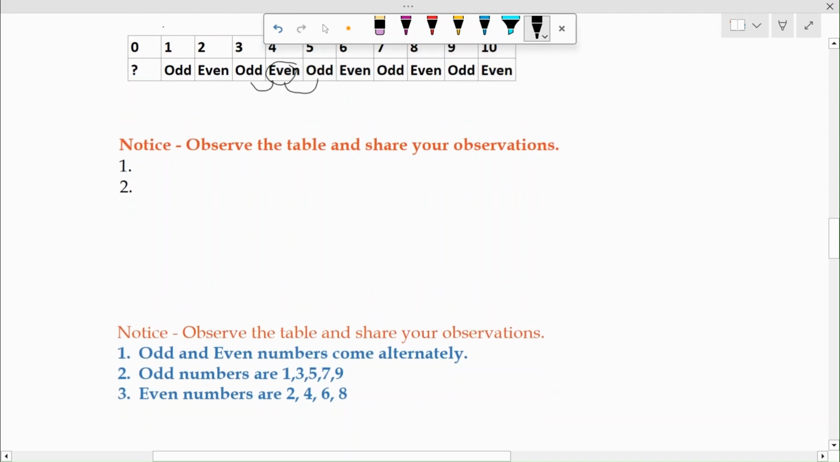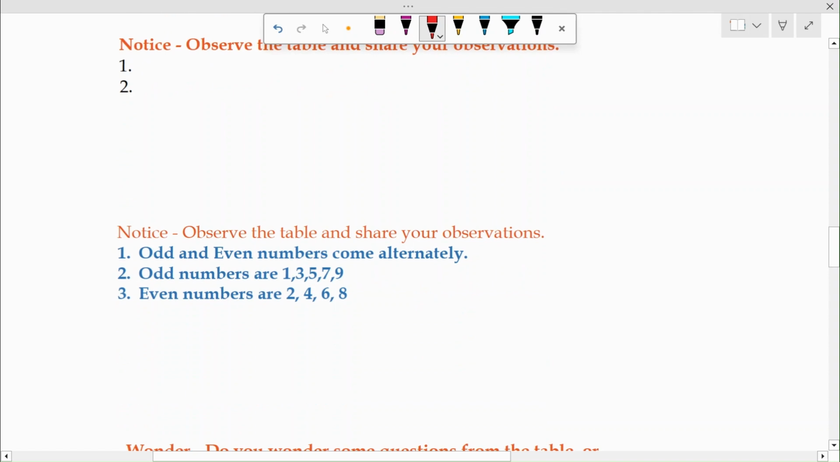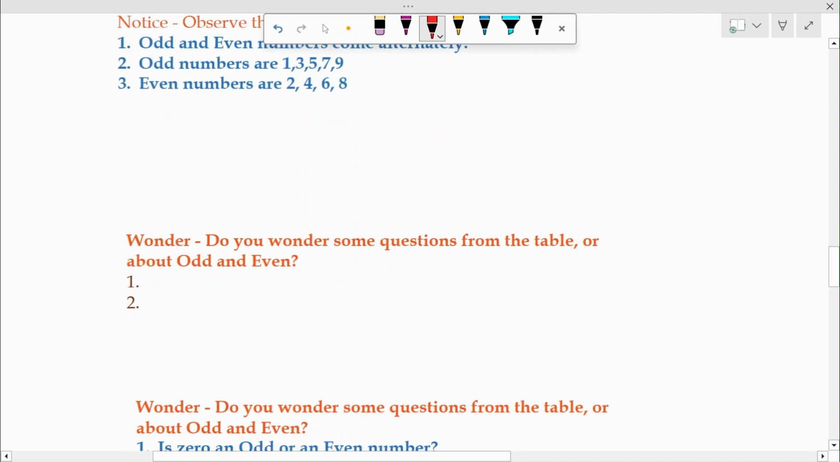And odd numbers are 1, 3, 5, 7, and 9. And the even numbers are 2, 4, 6, 8, and 10. Right? So these are the observations, and you can also make many more observations.